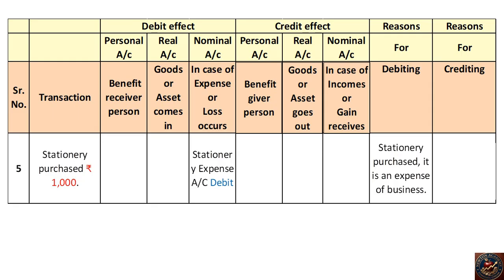The credit side, cash is a real asset. When we pay for the stationery, cash moves away from our cash box. According to the real account rule, we credit what goes out. Therefore, we credit cash account. The reason for crediting is cash goes out from the business.